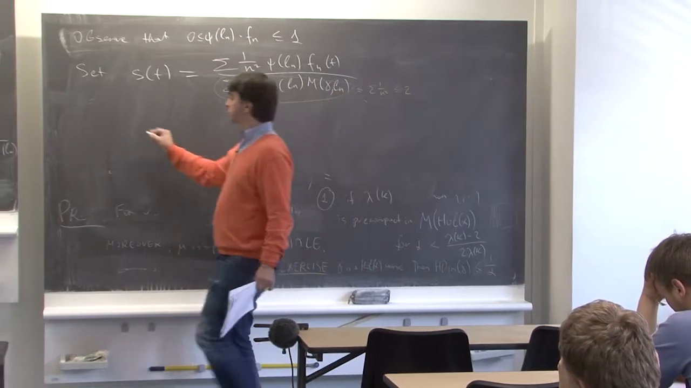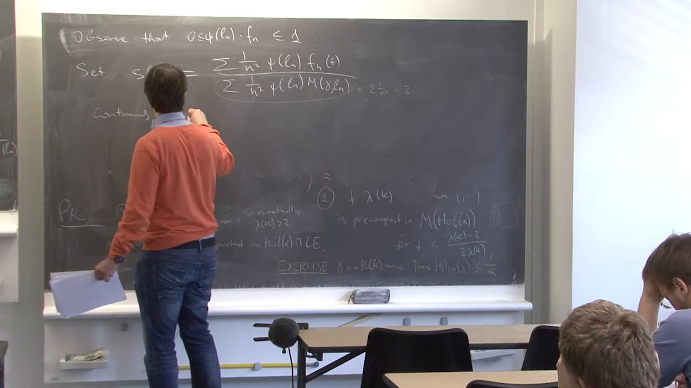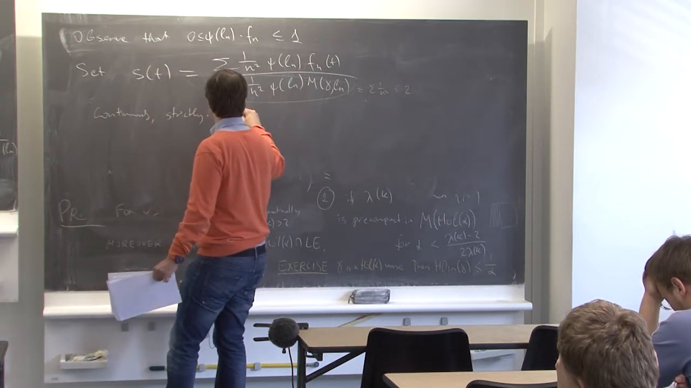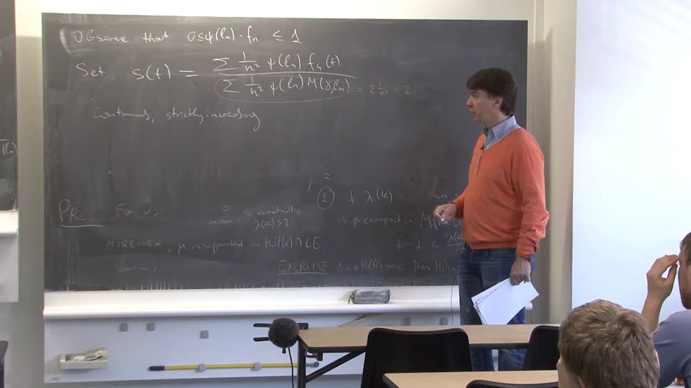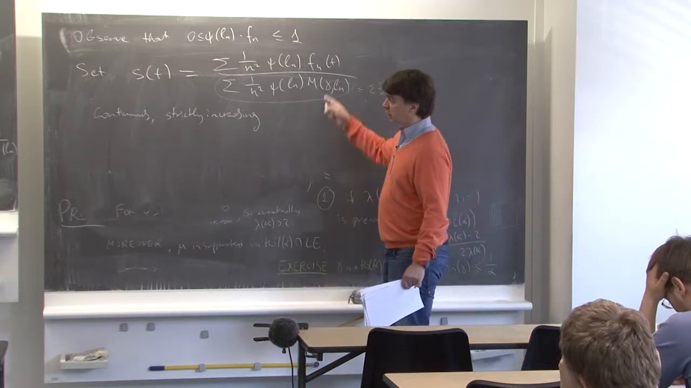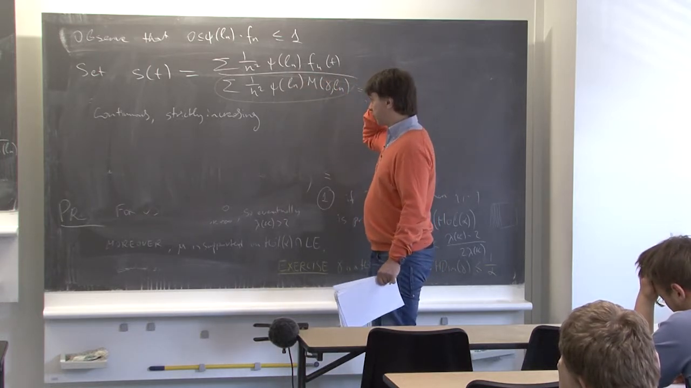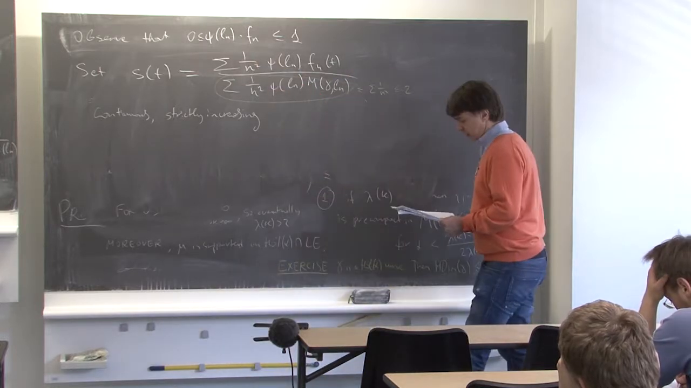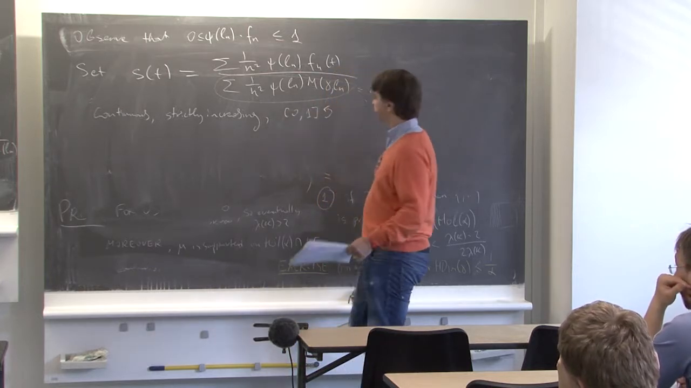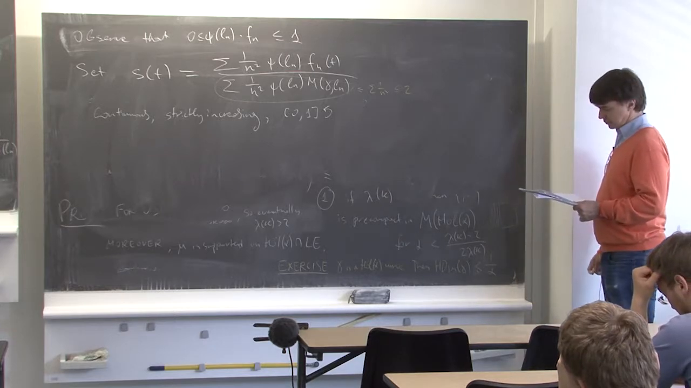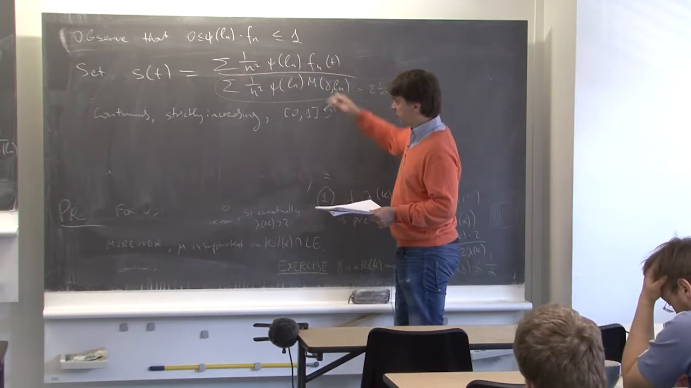So S of t is continuous, strictly increasing. Why strictly increasing? Because it's a sum of strictly increasing piecewise linear functions. Why continuous? Because it's just an exercise that you sum functions with bounded modulus of continuity with nice coefficients, and then it sends 0, 1 onto itself. So if you plug in 1, then here you just get the same m, so you get 1.